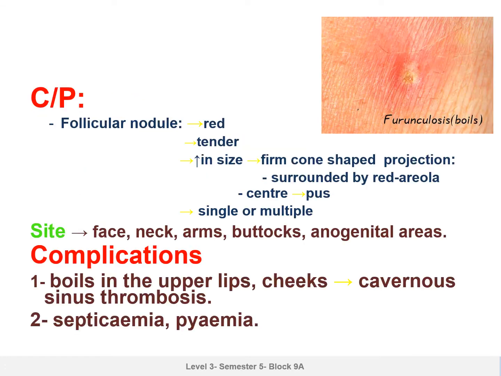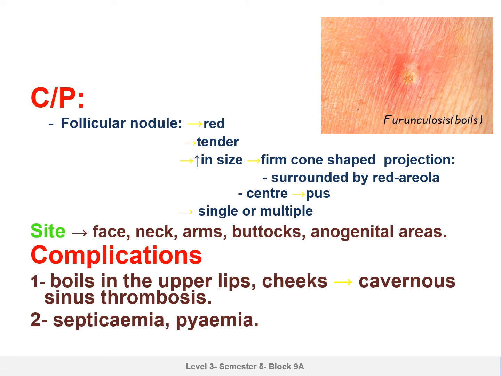What is the clinical picture? The clinical picture of furuncle is presented by a follicular nodule, which is red and tender, that increases in size, giving a firm cone-shaped projection surrounded by a red areola. The center of this nodule is pointed by pus. This furuncle may be single or may be multiple in some cases. Sites of the furuncle can include the face, neck, arms, buttocks, and anogenital areas.